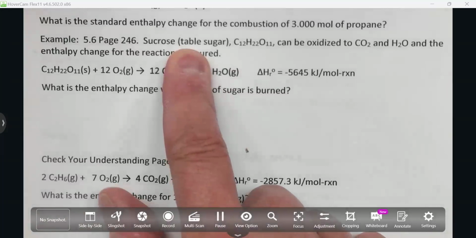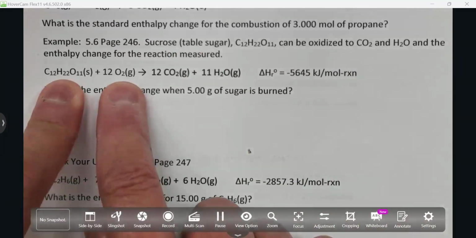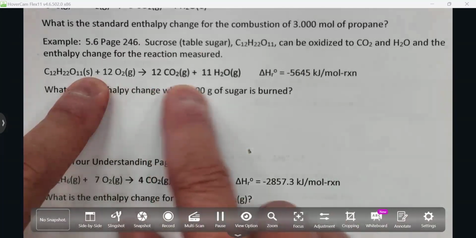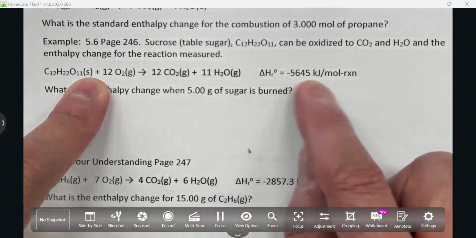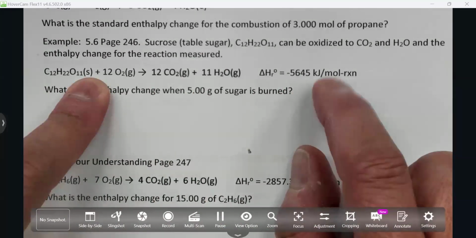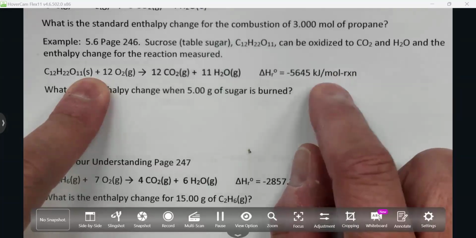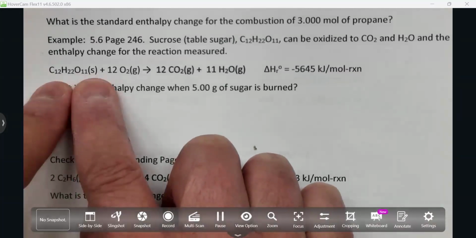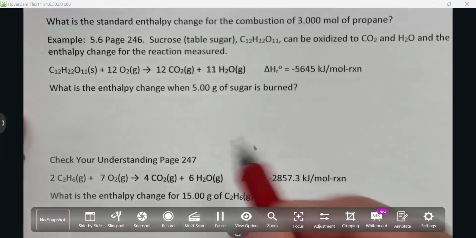Table sugar can be oxidized to carbon dioxide and water. So C12H22O11 plus 12 O2 gives 12 CO2 plus 11 H2O. This reaction is negative 5645 kilojoules per mole. We would get this heat energy out, correct? Heat energy out. This just looks like a combustion reaction, right? Well, what is the enthalpy change when you burn 5 grams of sugar?